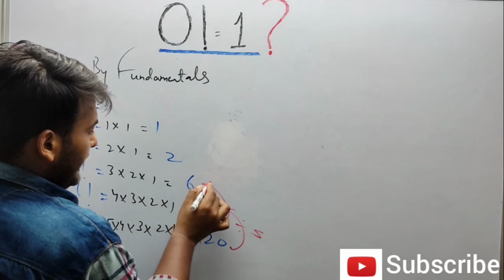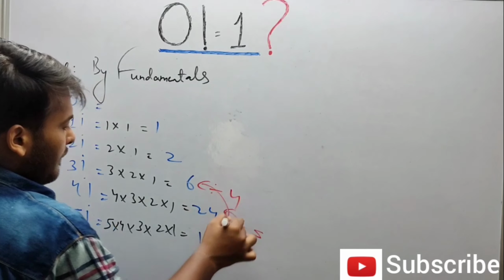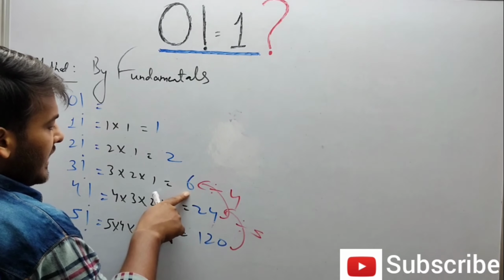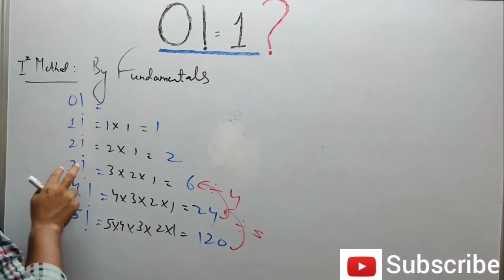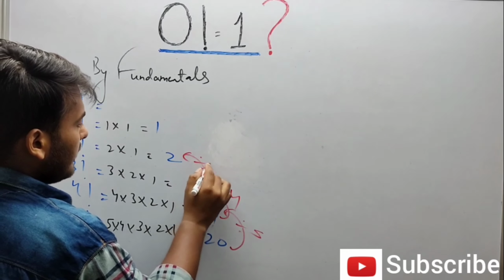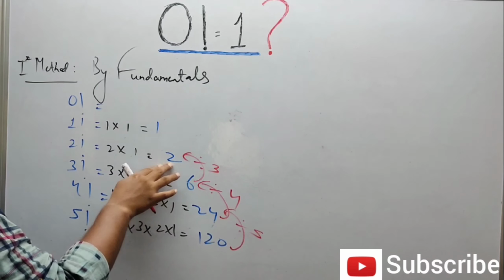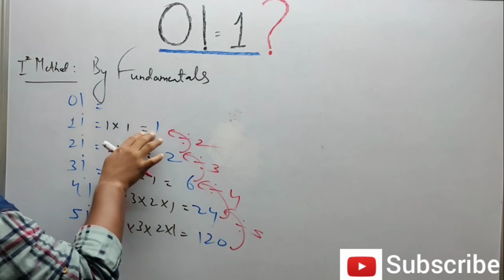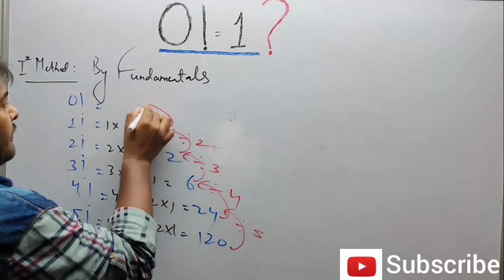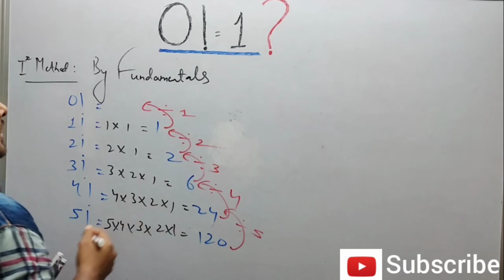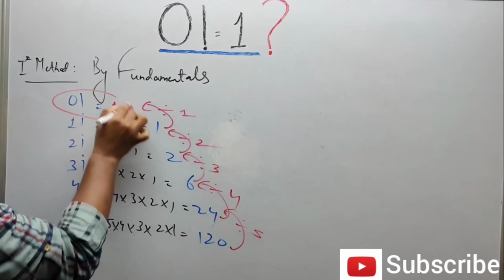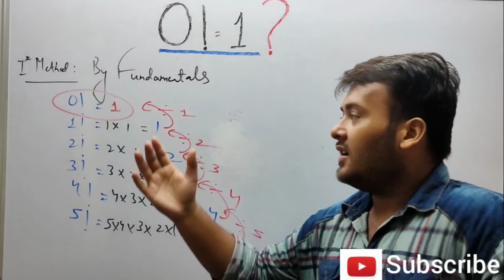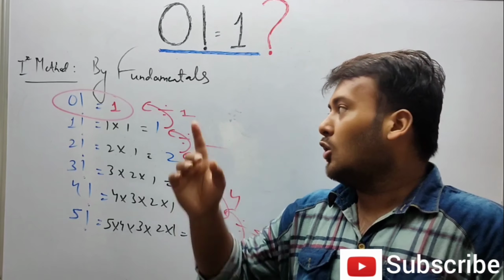If I divide 24 by 4, we get 6. If we divide 6 by 3, what do we get? I get 2. If I divide 2 by 2, what do I get? I get 1. Similarly, if I divide 1 by 1, what do we get? 0 factorial equal to 1. So this is a pattern we are observing to get the value of 0 factorial equal to 1.